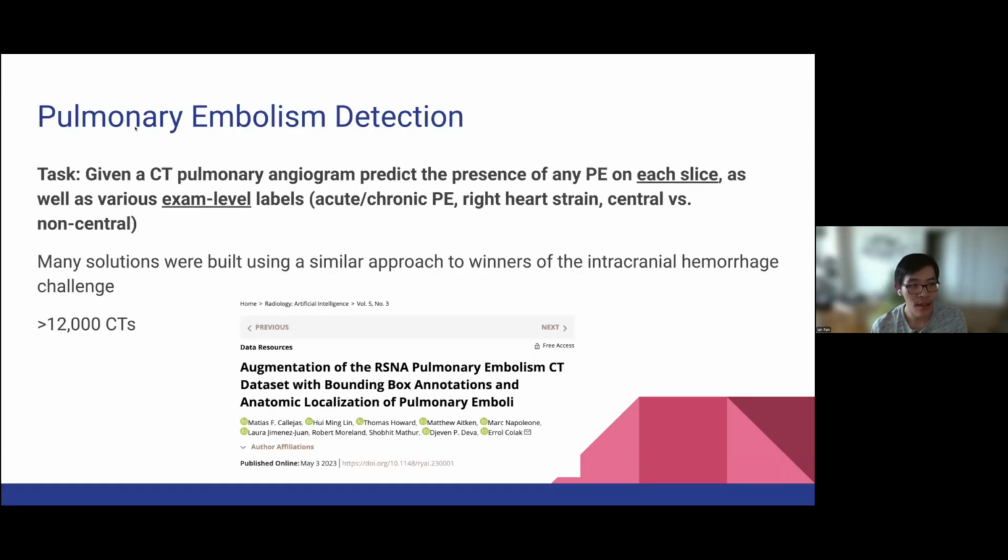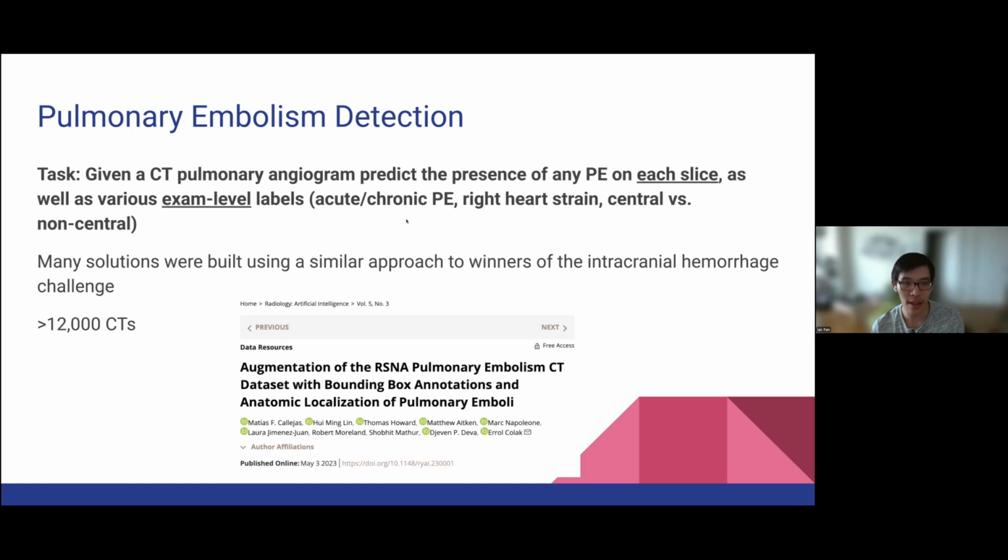So the next task was pulmonary embolism detection. And so it's similar to the intracranial hemorrhage one where we were trying to predict presence of pulmonary embolism on each slice in the study. But we're also predicting a lot of exam level labels, such as whether it had acute or chronic PE or both, whether there was right heart strain or evidence of right heart strain, whether it was a central or non-central PE, or maybe both were present.